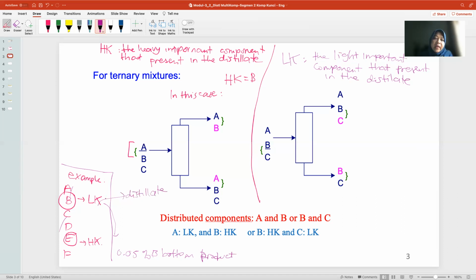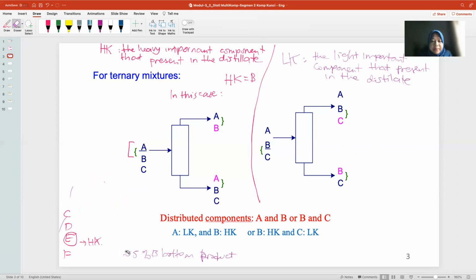So the LK is the light key. Okay. This is an example for quite more components. But for this case, I'm just going to erase this.